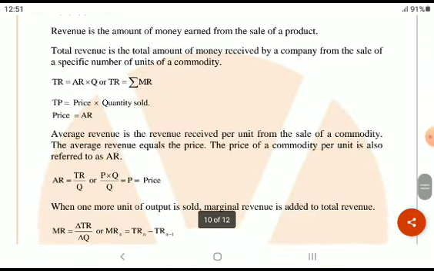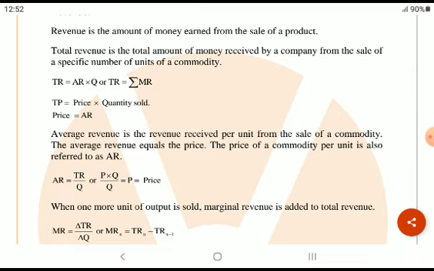Revenue is the amount of money earned from the sale of a product. Total revenue is the total amount of money received by a company from the sale of a specific number of units of a commodity. TR is equal to AR into Q. TR is equal to summation of MR is the formula. TR is equal to price into quantity sold. Price is equal to AR.